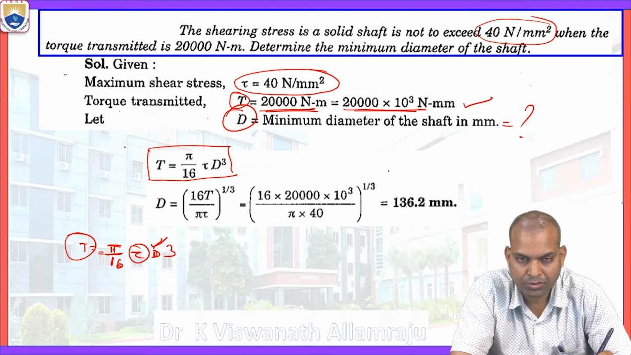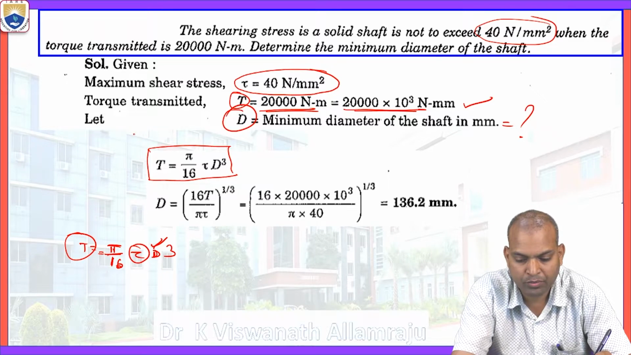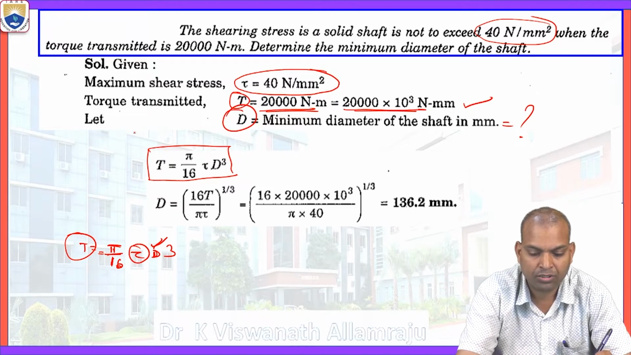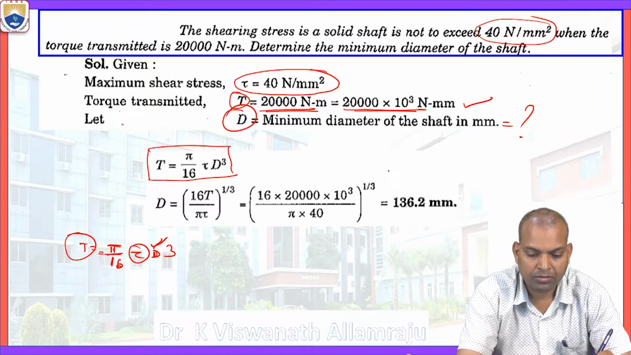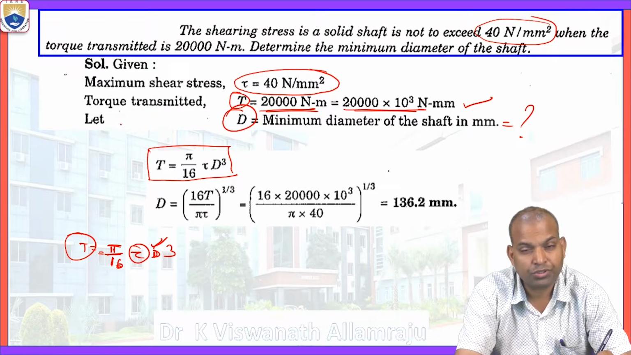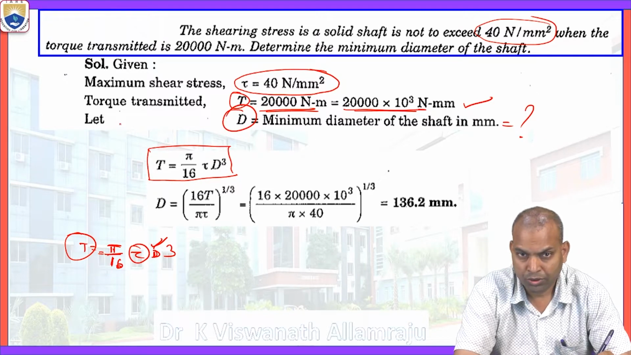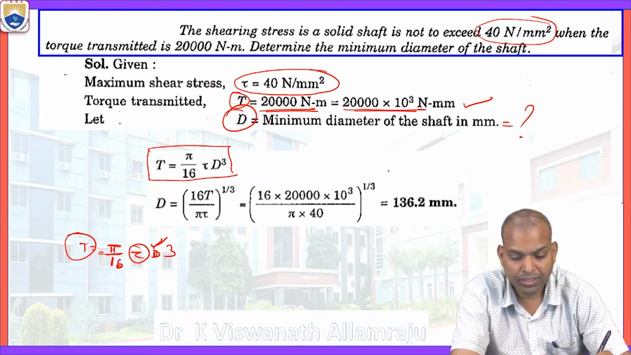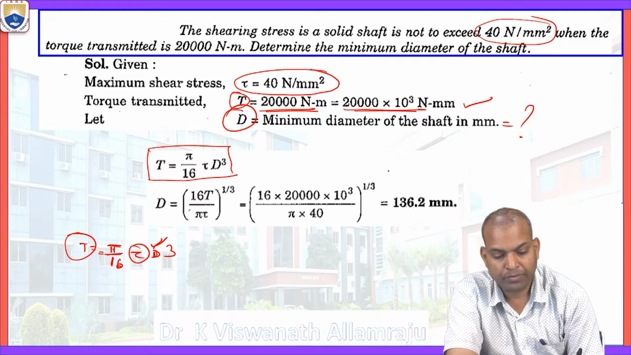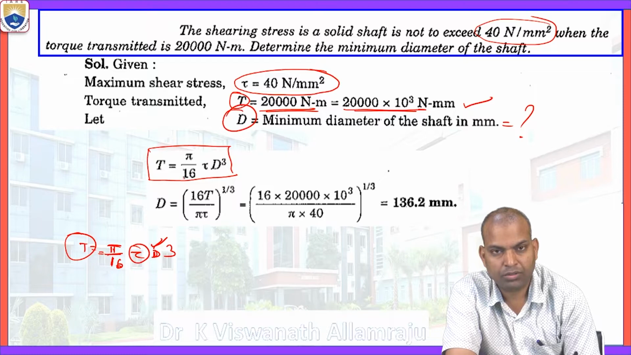So we have to practice more and more. The more we practice, the more we can identify where this question is related to in the module. Now here, determine the minimum diameter of the shaft, that is T equal to pi by 16 times tau d cube.